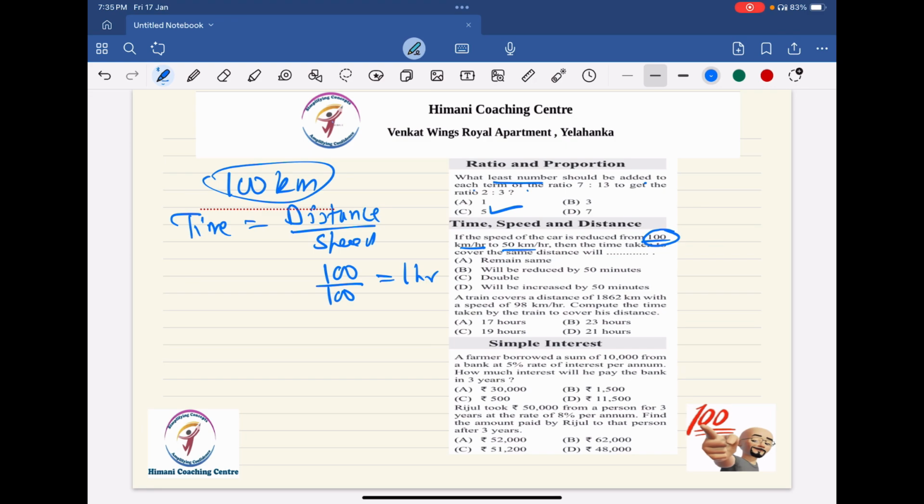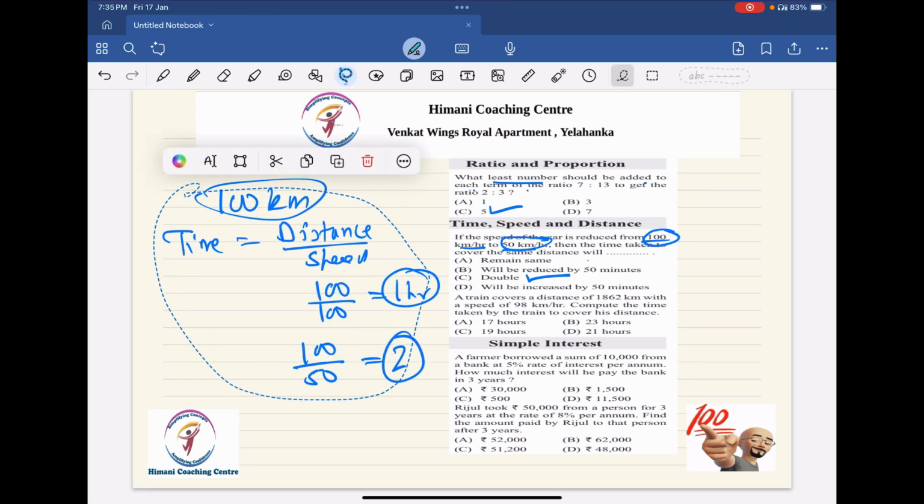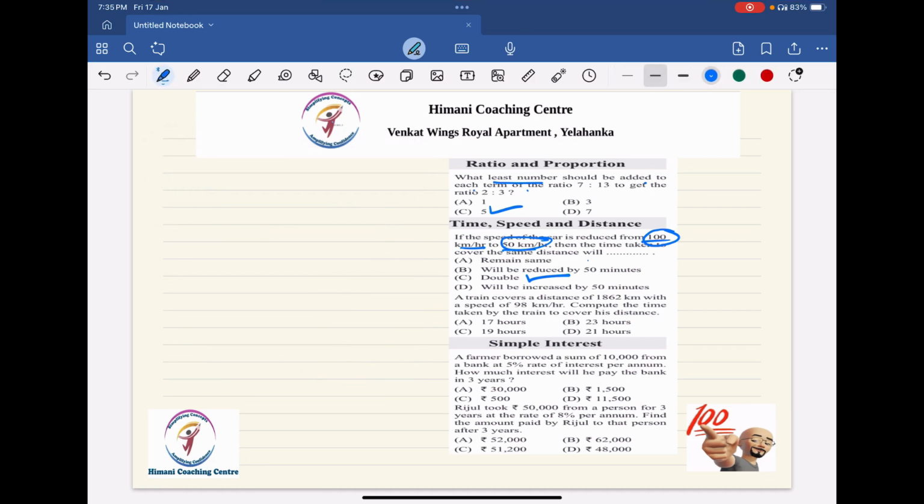Okay. Now I am saying if the speed is 100 kilometer per hour and distance is 100, so how much time it will take? 1 hour. Now they are saying the speed has become 50 kilometer per hour, but the distance is still 100. So 100 by 50 is 2. So now let us see what is the question. They are saying then time taken to cover the same distance will remain same? No. Will be reduced by 50 minutes? No. Will double. Can you see? 1 hour has become 2. So the answer is yes, it will double. Okay. You can take any distance, the answer would be same only. You can just take any distance and solve.